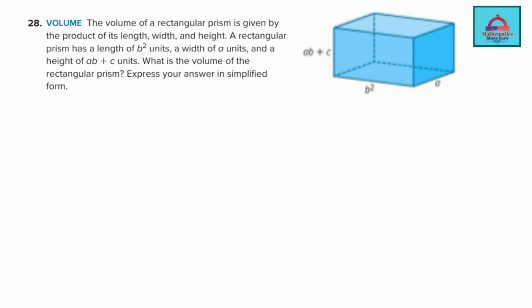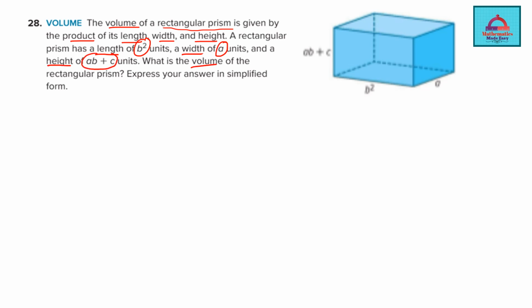Okay, so in this question, we are given the figure, the solid, which is a rectangular prism. You know that the volume of a rectangular prism is given by the product of its length, width, and height. The length, the width, and the height are given in terms of variables. What is the length? b squared. What is the width? a. And what is the height? ab plus c units. So let's mark length is this much, width is this much, and height is this much.